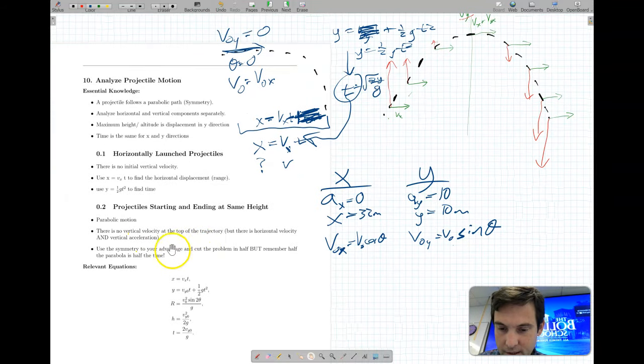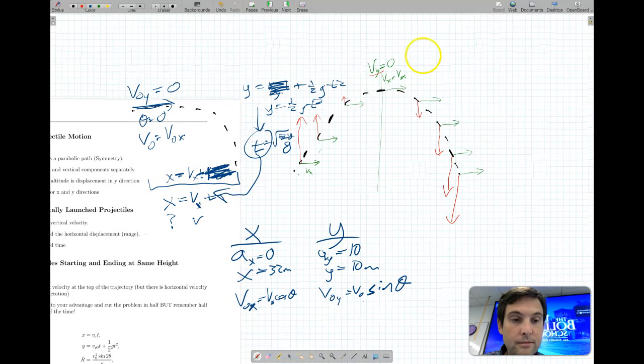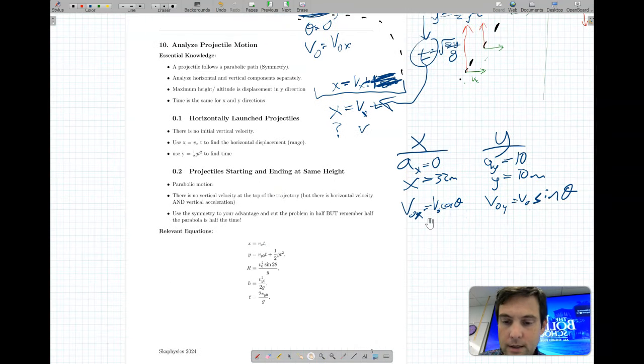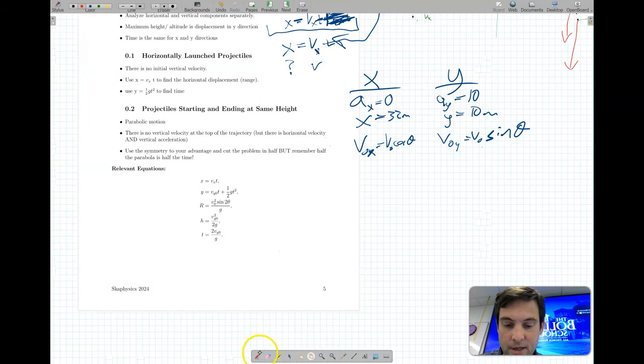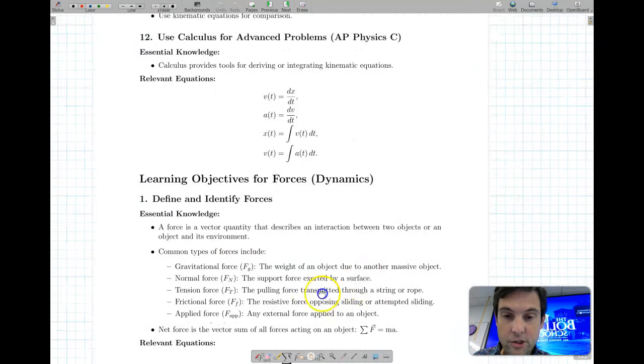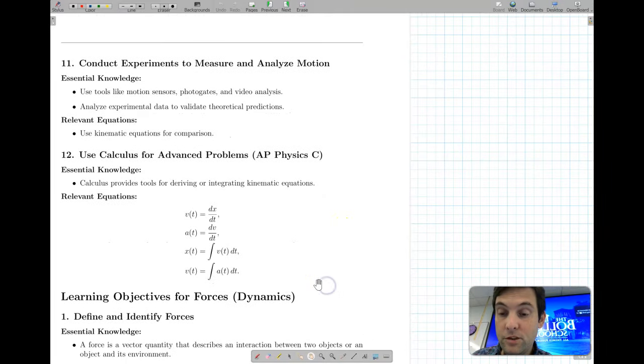There's no vertical velocity at the top of the trajectory, but there is acceleration. Oh yeah, gravity doesn't shut off at the top. Don't forget that. G is still going to equal 10 meters per second squared at the very top. What's the acceleration at the top? 10 meters per second squared. Half the parabola is half the time. There's all of these equations there. I would not spend time memorizing those. They're just there for you in case you wanted.